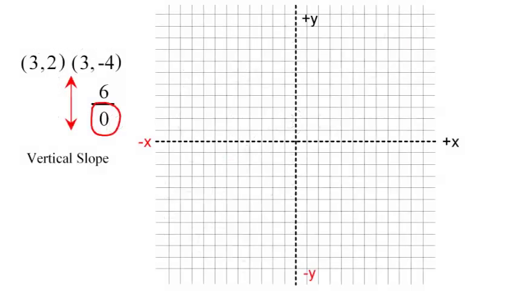Now for the one with the vertical slope, or where 0 wound up in the bottom of the fraction. This one's kind of tricky. First I plot the 2 points on the graph. Next I can draw the line passing through those 2 points. Now the problem with finding an equation for this line is that you can't use slope-intercept here because this line has no slope, and dividing by 0 is not allowed in math. So we can't use this in any kind of arithmetic.